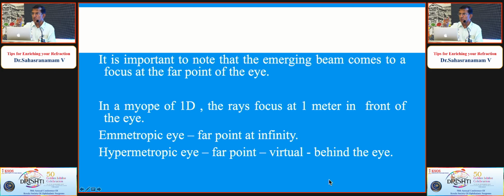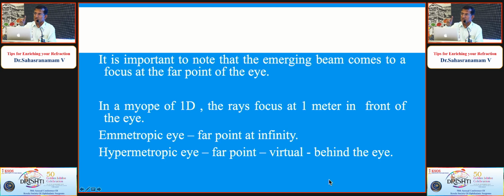The far point is at 2 meters, so it is focused behind your eye. So in any situation where the patient's myopia is more than 1 diopter, if your working distance is 1 meter, the rays will focus between you and the patient and then start diverging. That's why you get an against movement in myopia.